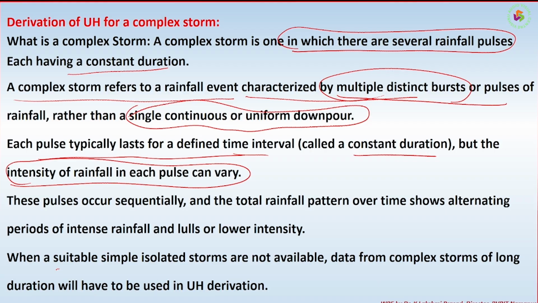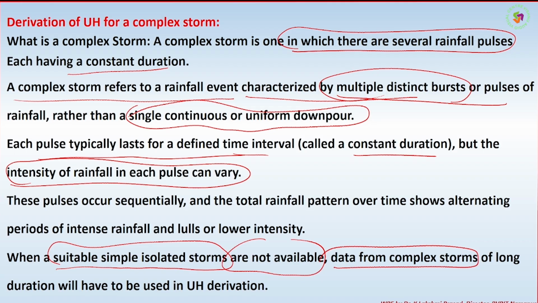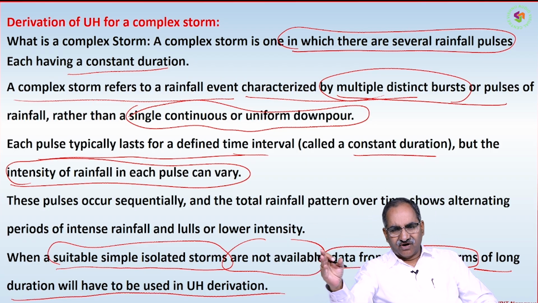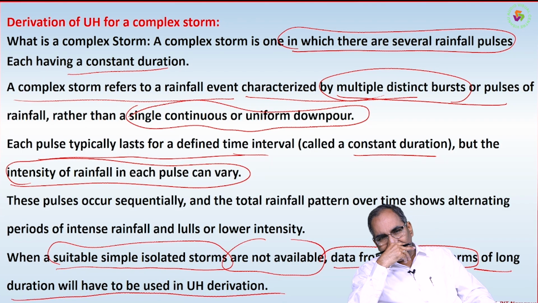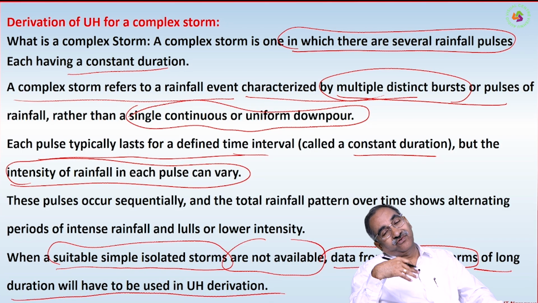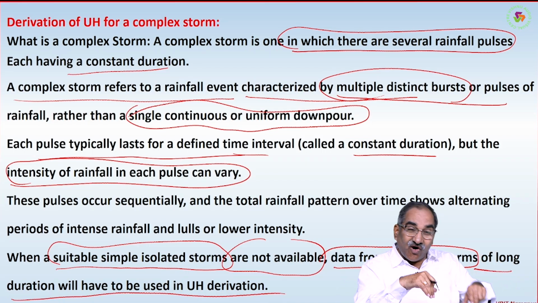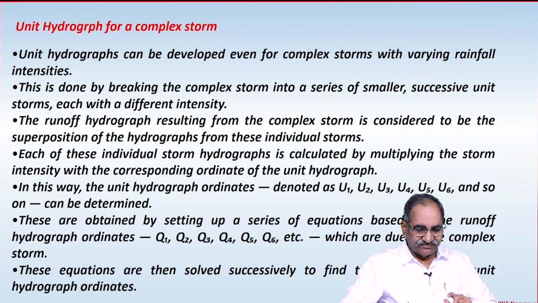When suitable simple isolated storm data is not available, then naturally we have to take the data from a complex storm of longer duration and use it in deriving the unit hydrograph. Otherwise, generally we don't touch upon complex storms. Always we prefer isolated storms, and from the isolated storms we derive the unit hydrographs. But if the isolated storm data is not available, then we go for the complex storm data of longer duration, and from that also we can derive the unit hydrograph.